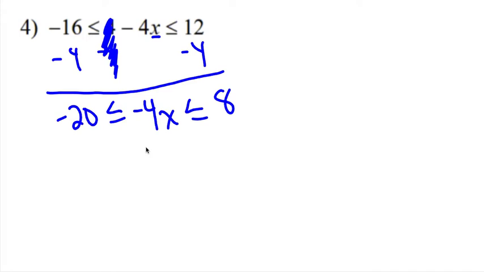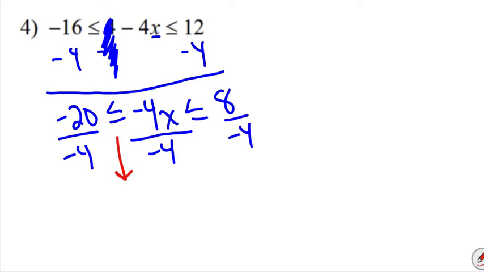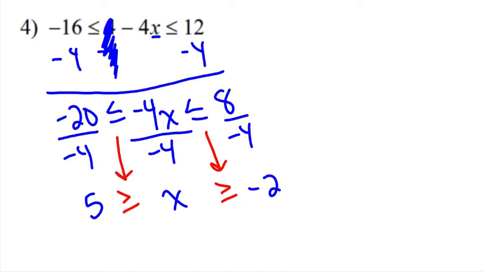The last step to get x by itself is to divide by the number in front of it. So I'm going to divide by a negative 4. Now, I'm dividing by a negative, so I need to make sure that I flip my inequalities. And again, I like to show that just by saying, hey, I divided by a negative here. I got to make sure I flip my inequalities. And then we go through and solve this. So negative 20 divided by negative 4 is a positive 5. Negative 4 divided by negative 4 is 1, so I got 1x. And 8 divided by negative 4 is negative 2.